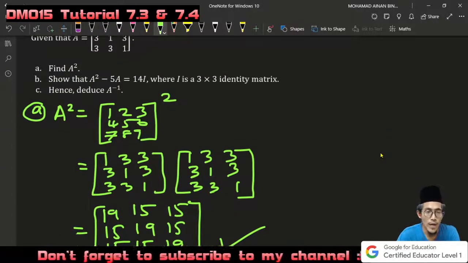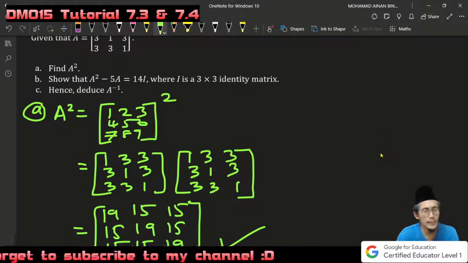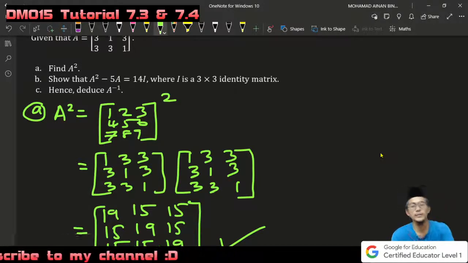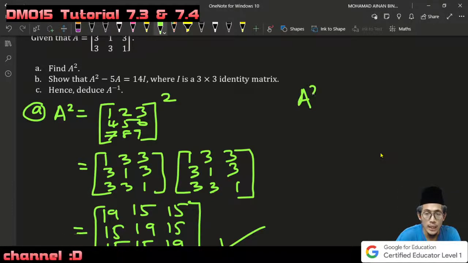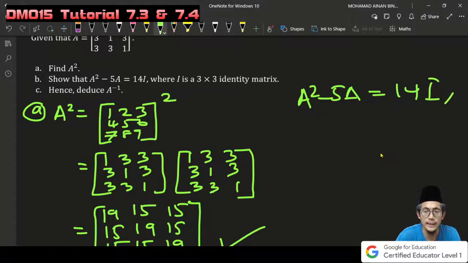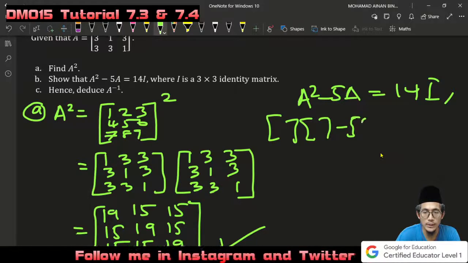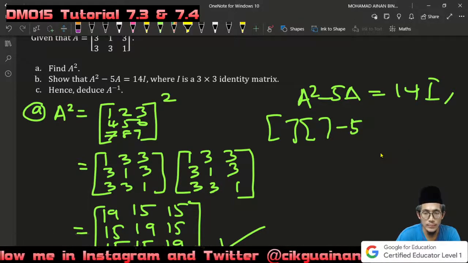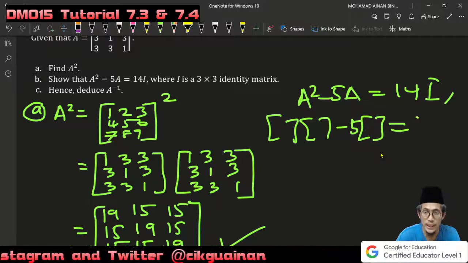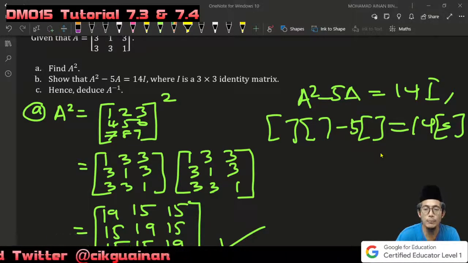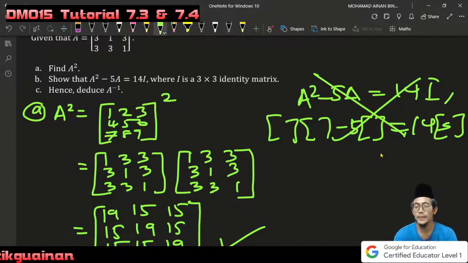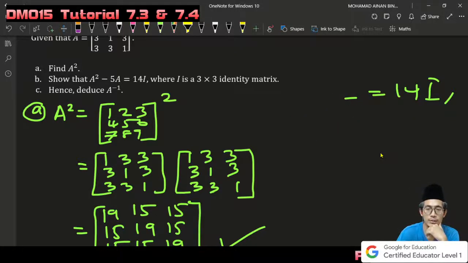Okay, next we have to show. Show ni pun ramai yang careless, salah buat. Okay, macam mana kamu buat? Kamu buat A kuasa 2 tolak 5A sama dengan 14I. Okay, kau start dengan soalan, boleh lah, fine lah, kau anggap betul lah. Tapi masalahnya kau careless. Kau ganti matrix kat sini, tolak 5 another matrix. Sebab tu kau letak sama dengan 14 identity. Kalau kamu buat macam ni, automatic salah. So please be careful. Tak nak salah macam ni.